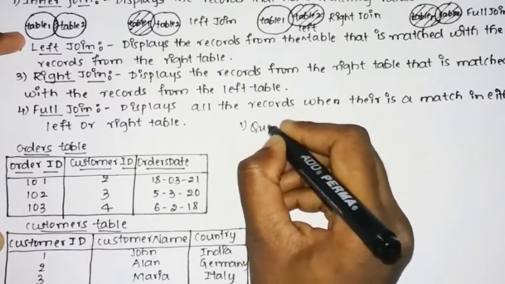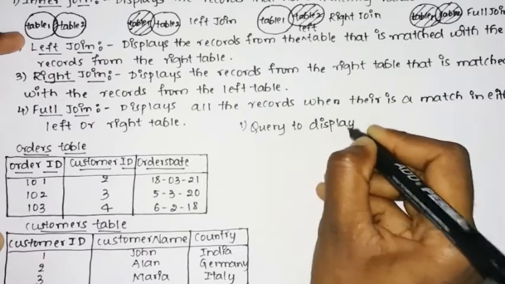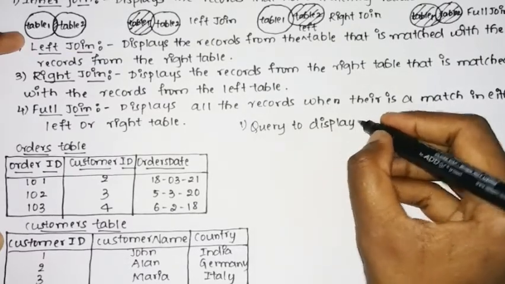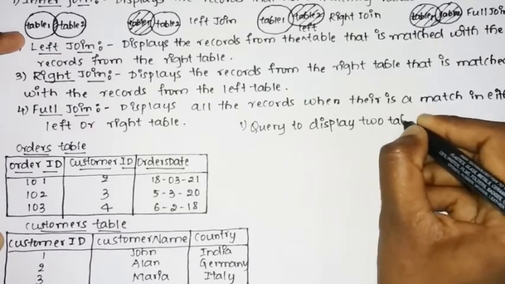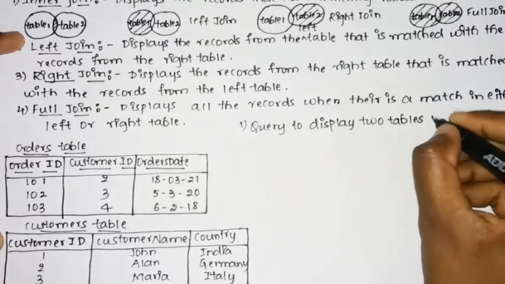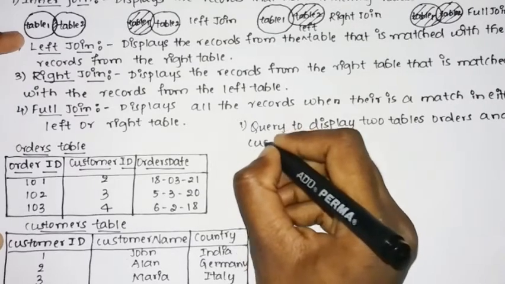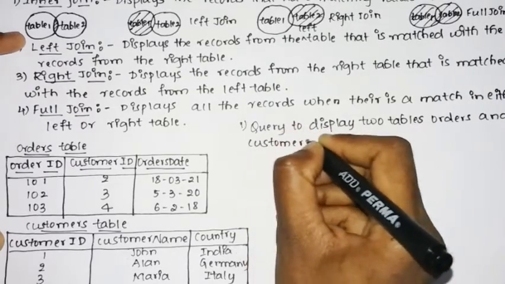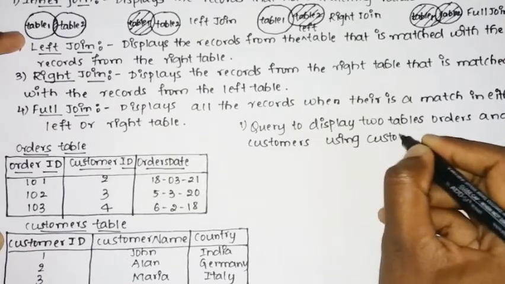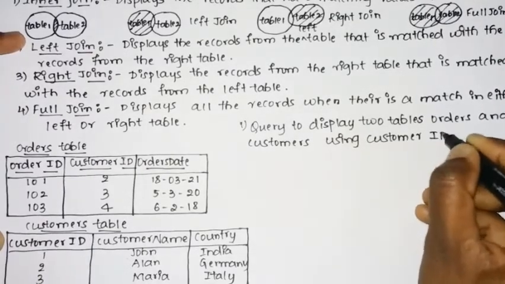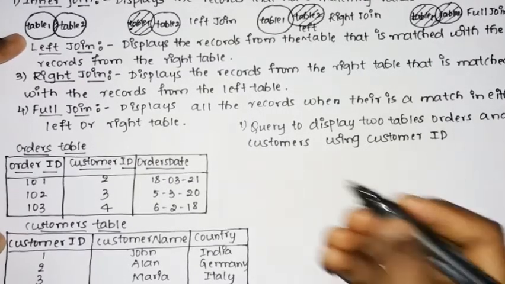Query to display the orders and the customers, that is, to display the 2 tables, orders and customers, using customer ID. So using customer ID you are going to display the orders as well as the customer table. For this you need to use a join.